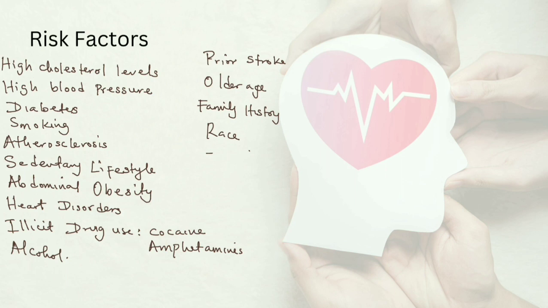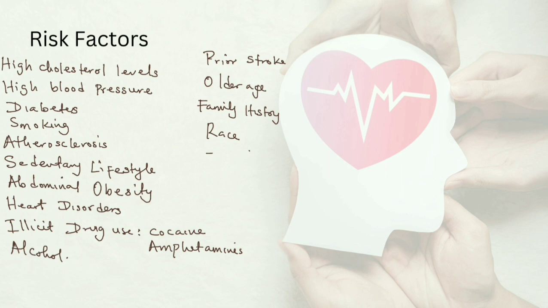Heart disorders. We know the heart is responsible for pumping blood to various organs. So at times, if the heart is not pumping blood properly, it is easy for clots to form within the heart. And a clot formed within the heart stands at risk of being sent to the blood vessels supplying the brain, causing a stroke. When we get to the types, you understand what I mean.